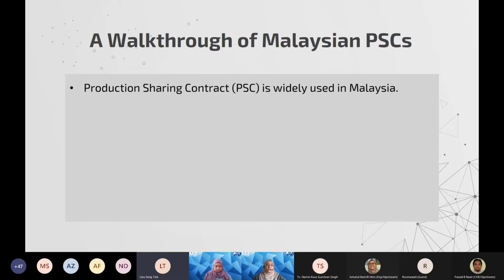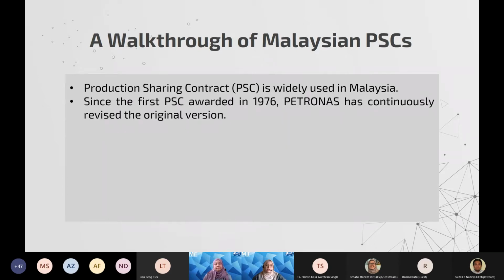So throughout the oil and gas industry, there are many different types of contracts in place that govern the allocation and distribution of petroleum resources. One type of such contract is a production sharing contract, and it is widely used in Malaysia. Since the first PSC awarded in 1976, Petronas has continuously revised the original version to make it relevant and to address the ever-changing landscape over the years.